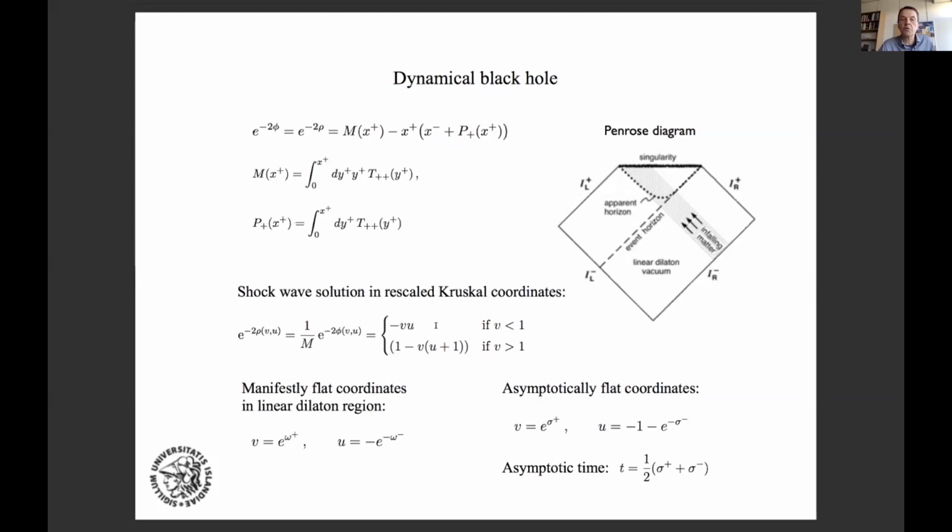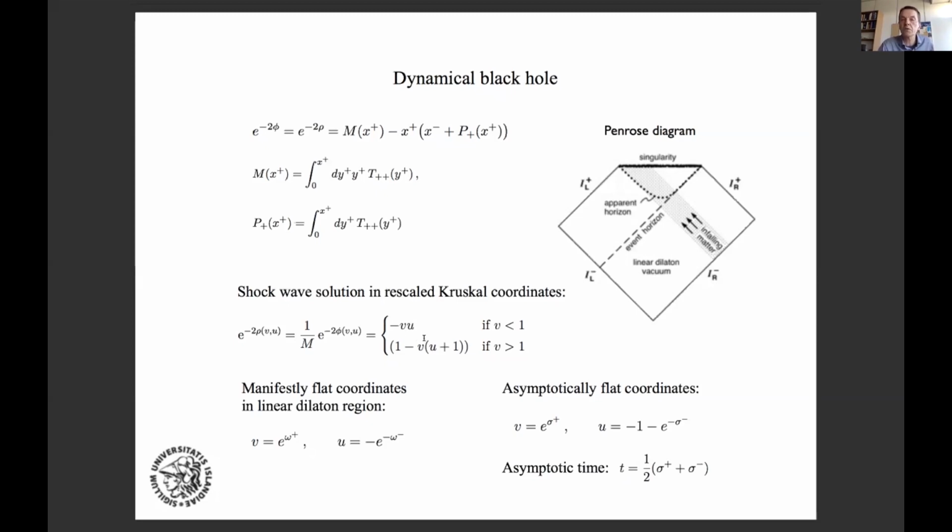So if you have a shock wave that comes in these rescaled coordinates at V equal to 1, the geometry is very simple. It's the linear dilaton vacuum here before the shock wave comes in. And then we have this solution up here, which describes the black hole. So this is the classical geometry. There are various coordinates one wants to keep track of. These are the Kruskal coordinates that we are, for the most part, going to be using.